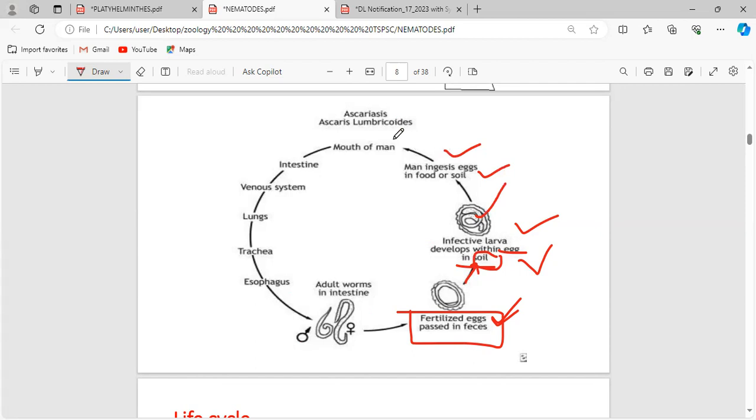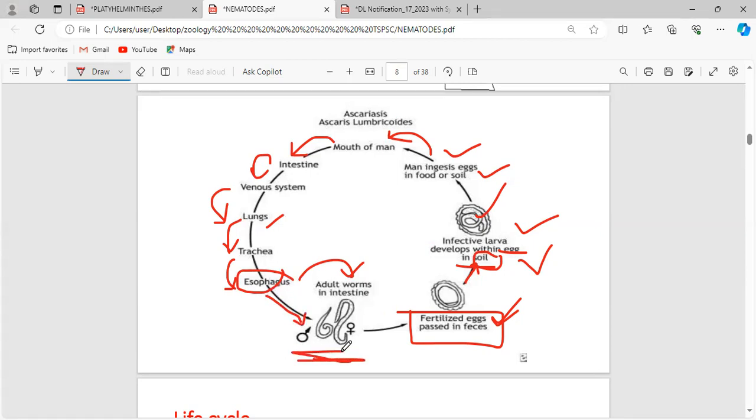It reaches the mouth and then the intestine. After the intestine, it enters the venous system. Venous means veins. Through the veins, it will reach the lungs, and after the lungs, it will reach the trachea, then the esophagus, where it becomes adult worms, and from the esophagus, it will reach the intestine, where the sexual maturation takes place, male and female.